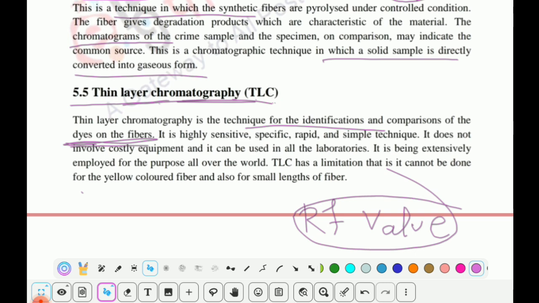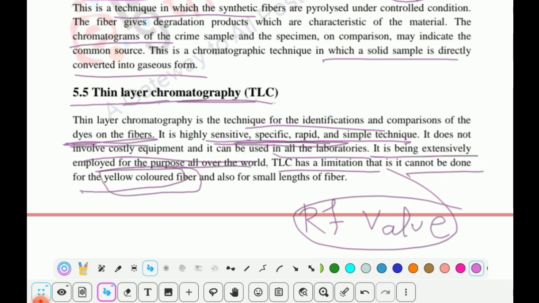TLC is a technique for identification and comparison of dye of the fiber, which is why, as I have explained to you, we are expected to dip the fiber into the suitable solvent. It is very sensitive and rapid as well, because it won't take more than 30 minutes, I guess, to make the entire examination. Highly sensitive technique and simple technique. You won't require any high level equipment, labor or time, nothing would be required. It is just based on a simple TLC plate and a suitable solvent, be it chloroform or anything. It does not involve costly equipment as well, and there is no heavy workload.